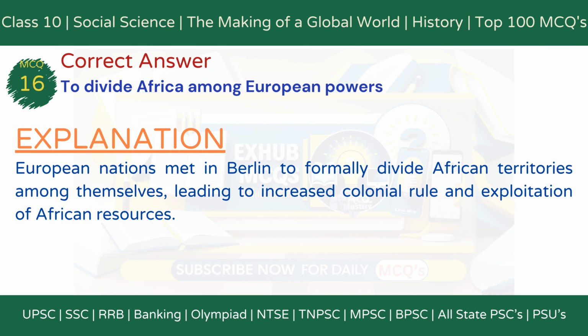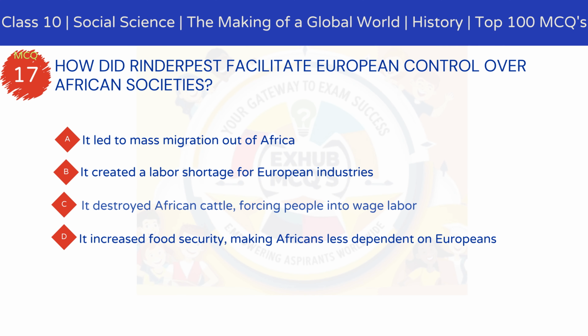The correct answer is option A, to divide Africa among European powers. Explanation: European nations met in Berlin to formally divide African territories among themselves, leading to increased colonial rule and exploitation of African resources.